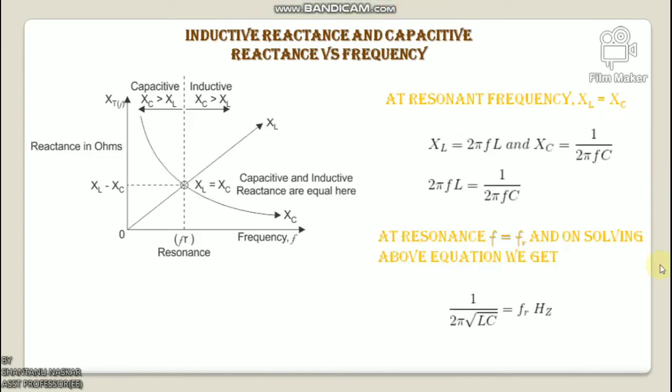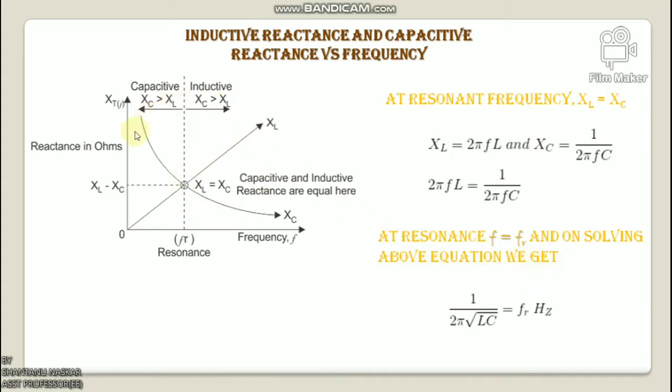Now I will discuss the inductive reactance and capacitive reactance versus frequency together. From the earlier discussion, it can be concluded that the inductive reactance is directly proportional to frequency and capacitive reactance is inversely proportional to frequency. At low frequency, XL is low and XC is high, but there must be a frequency where the value of inductive reactance becomes equal to capacitive reactance.